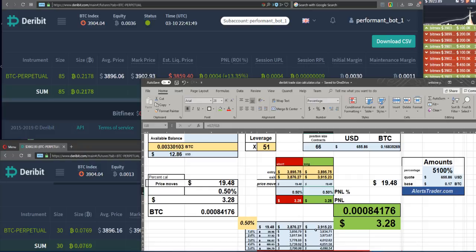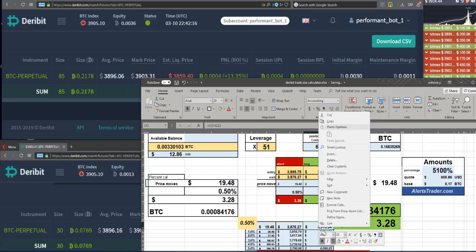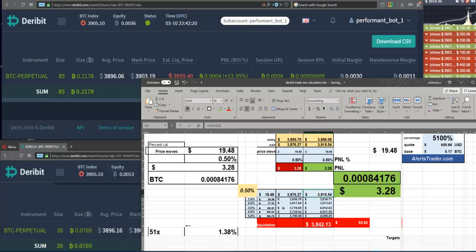That target is exactly 3896. Oh, sorry. 3896.06. That target is exactly 3915.04. Copy. Liquidation price is changed to 3859.40.